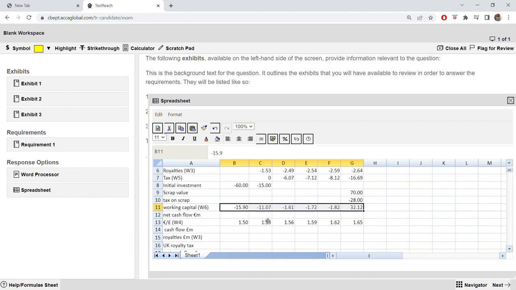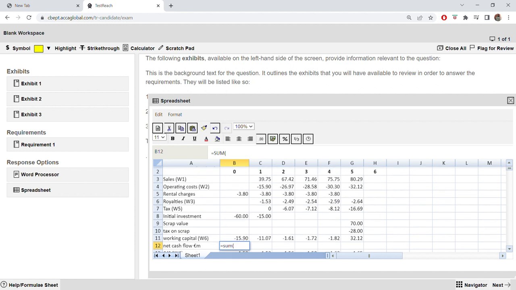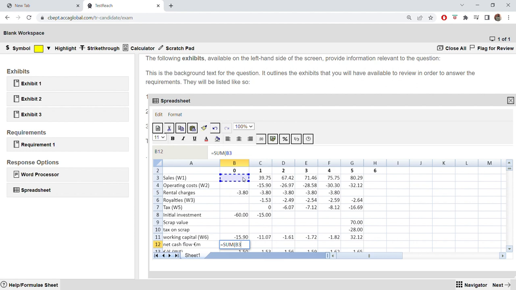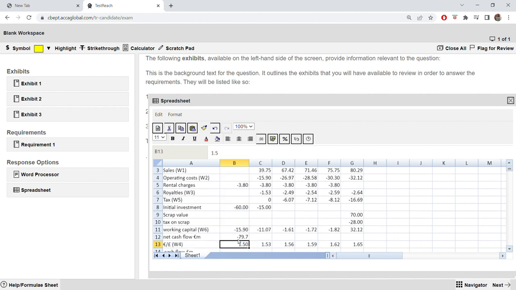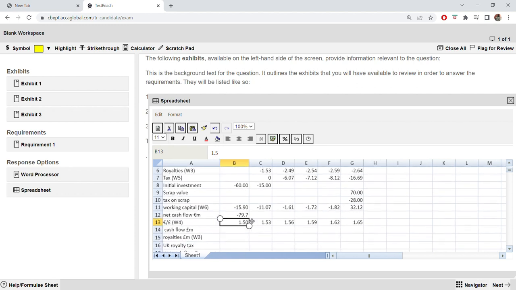Now you can get the net cash flow very easily, just use the sum function. Okay, when you're using the sum function, start from here, even though nothing is here. Why? So that you can drag it to the other cell simply. Enter. You can see it is minus 79.7. Now easily you can drag it to the other cell. These are called smart techniques, which will help you a lot. Okay. So let's keep this in two decimal places.